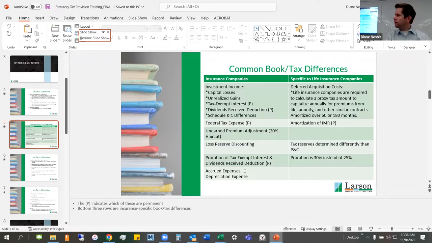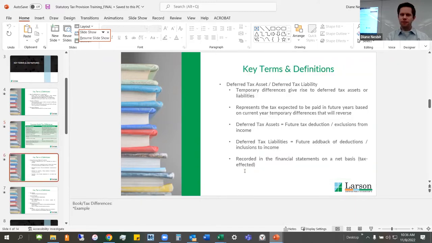Anything else on these? We're not going to go into a lot of detail on the rules behind the book tax differences. We just wanted to mention them so you know what they are as we go through our example, but we'll focus more of our time on the computation of the provision and less on how you calculate this or that book tax difference. If that makes sense.